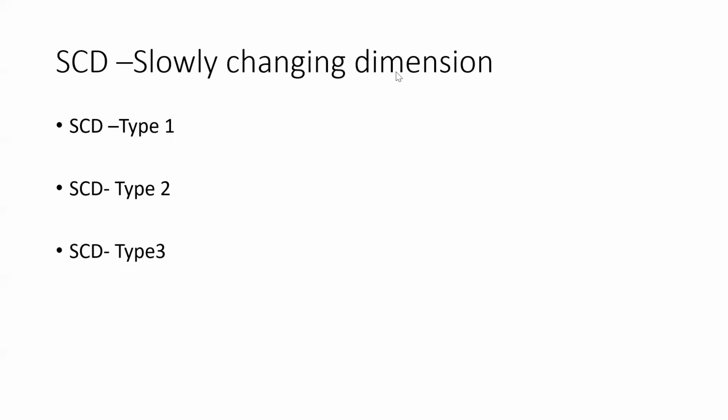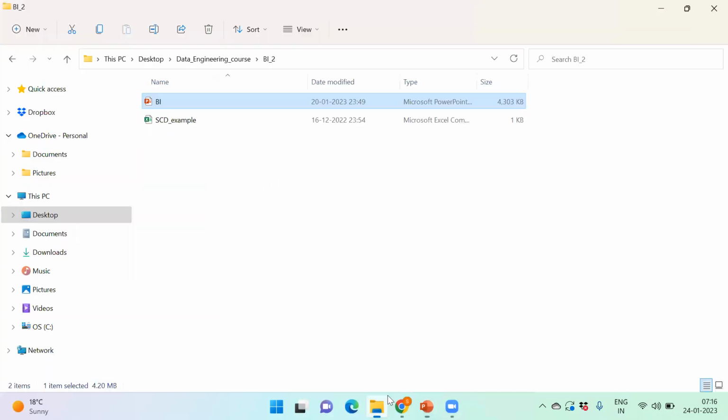SCD, that is called slowly changing dimension. There are multiple types, type 1, type 2, type 3, that we are going to use in our project. So what are those actually? In our project, they can say build the dimension in SCD type 1 or type 2. So how to build this? I have an Excel prepared for that. Let me check.